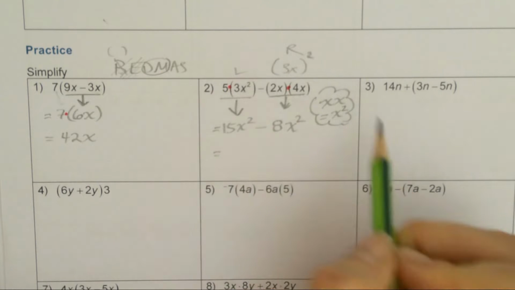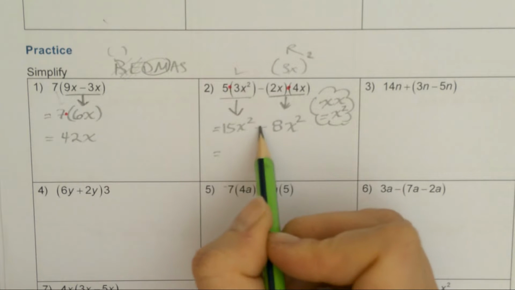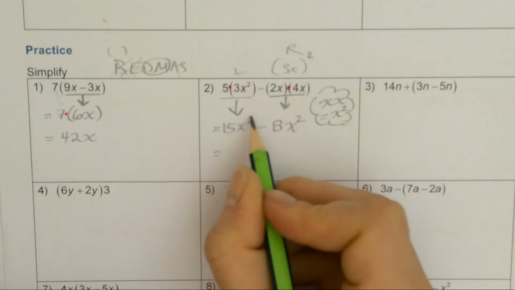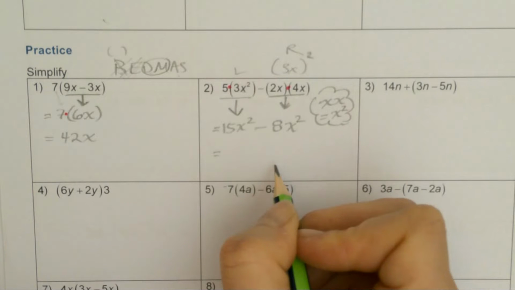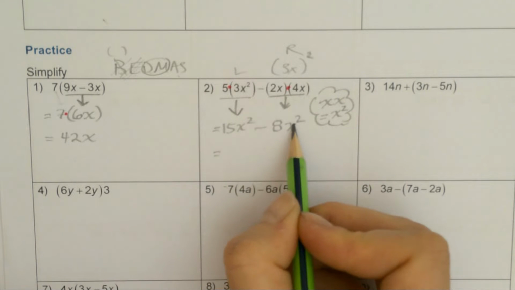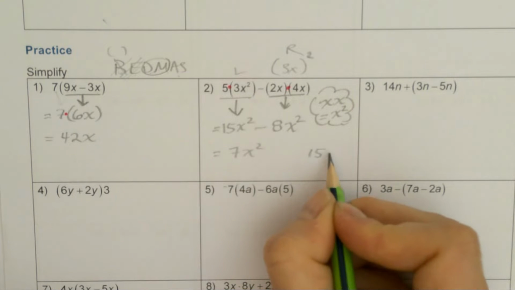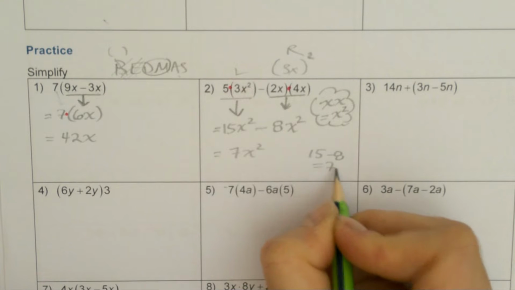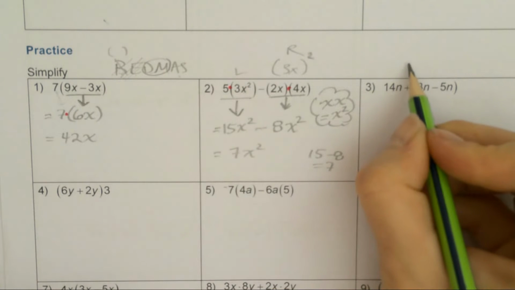Do I have any more divide and multiply? No. So now I'm just left with the add and subtract. This is x squared, x squared. So they are like terms, which means I can add and subtract them. 15x squared minus 8x squared is 7x squared. And you just do it in your calculator. 15 minus 8 equals 7. Okay? Next one. BEDMAS.